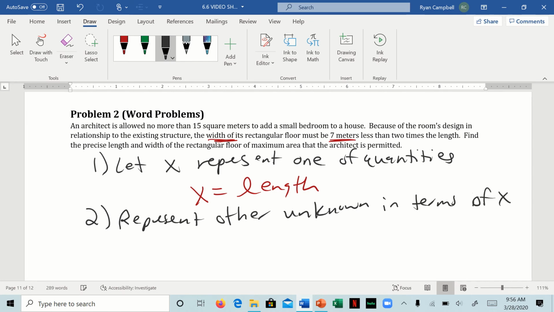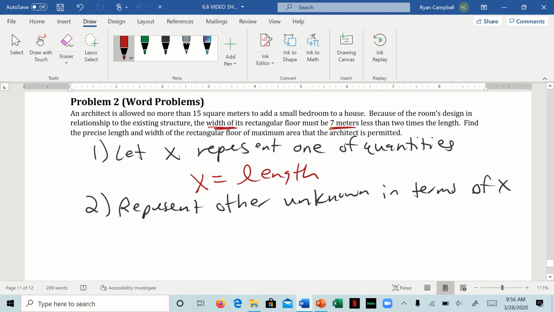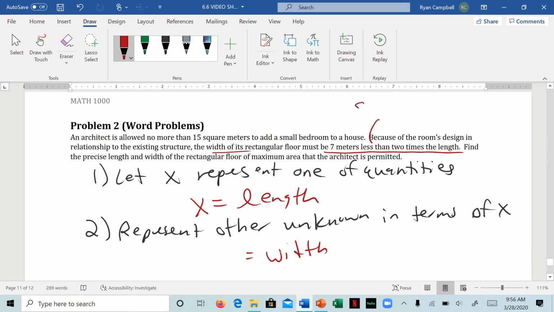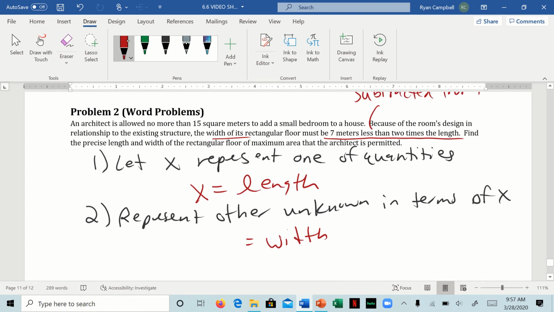So the other unknown is the width, right? So we say that the width must be 7 meters less than 2 times the length. Less than is another way to say subtracted from. So you could also say 7 meters subtracted from 2 times the length. So we said the length was x, so 2 times the length minus 7, 2x minus 7, is going to be our width.